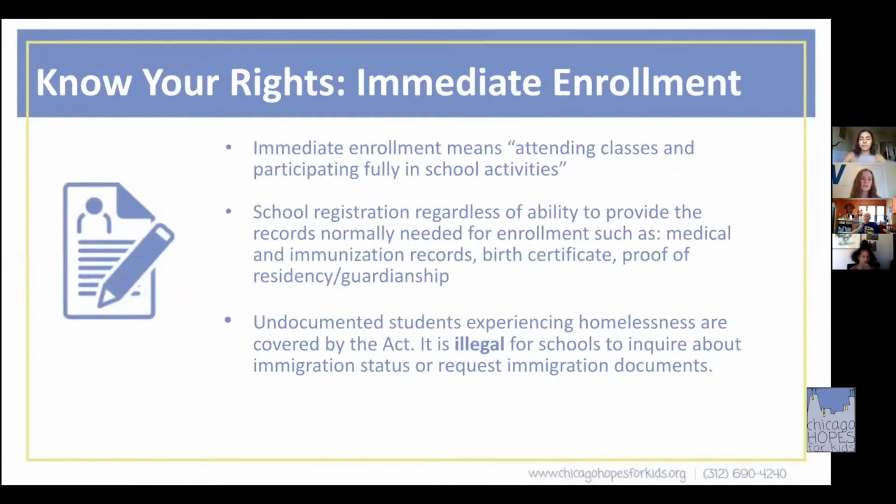So the next right is the right to immediate enrollment, which means the student would be attending classes and participating fully in school activities. A school cannot deny a student the right to immediate enrollment. That means if, say, a family went in to get their student enrolled and they were in a temporary living situation, the school cannot deny them, even if they do not have the necessary documents on hand. So the student should be in the classroom the day they go to get enrolled into school. Another important thing to note is that undocumented students experiencing homelessness are also covered by this act, and it's illegal for schools to inquire about immigration status.